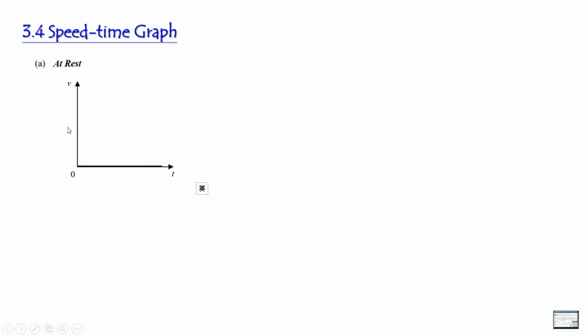Okay, so can you tell me what the graph should look like for an object that stays at rest? Yeah, stay at rest, that means it has no motion. The speed should be 0 all the time. So it should be a horizontal line which touches the time axis. Okay, so if an object has a graph that looks like this one, that means it stays at rest.